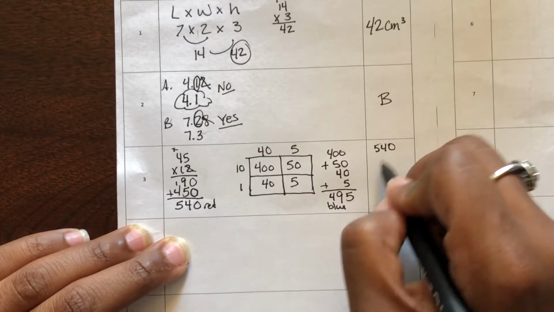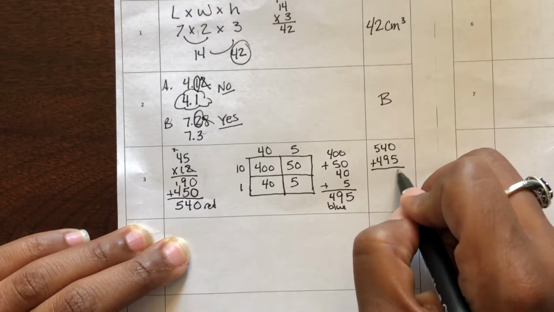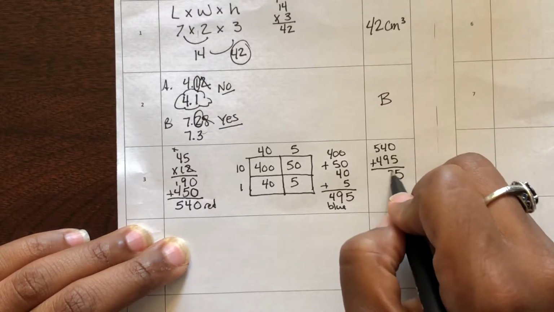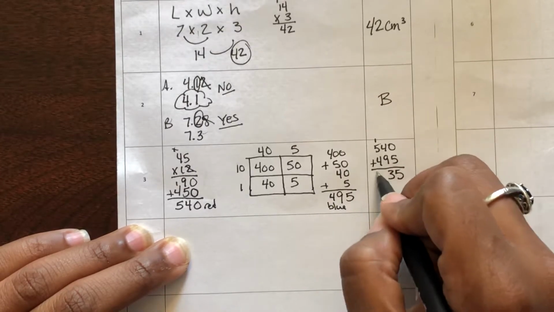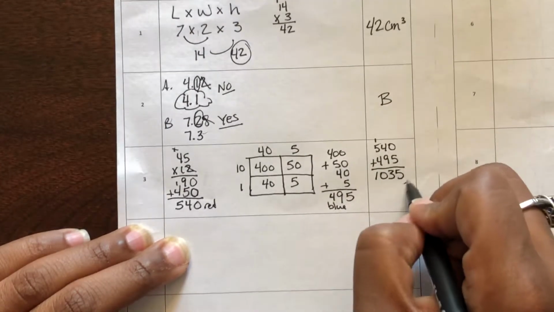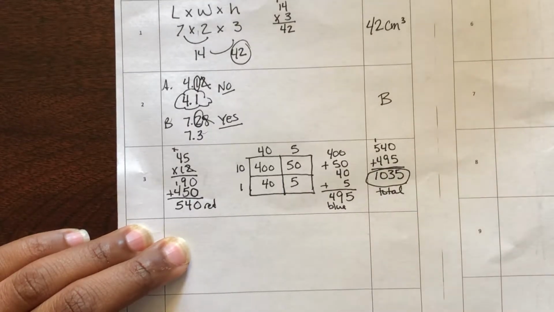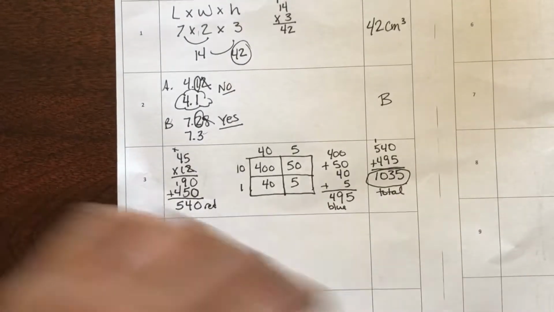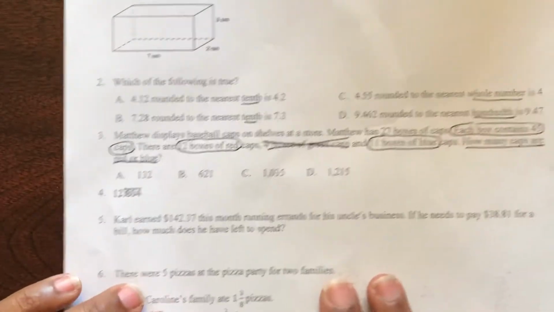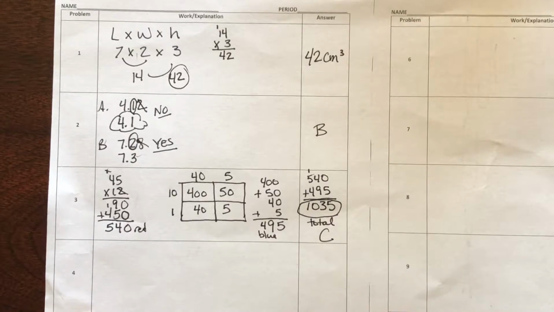So 540 plus 495. 5 plus 0 gives me 5. 9 plus 4 gives me 13. Carry the 1. 5 plus 4 is 9, plus 1 is 10. And so that means I have 1,035 total red or blue caps. So when I come back up front, I'm looking for my answer choice, and I see that it's answer choice C. So that means my final answer is C.